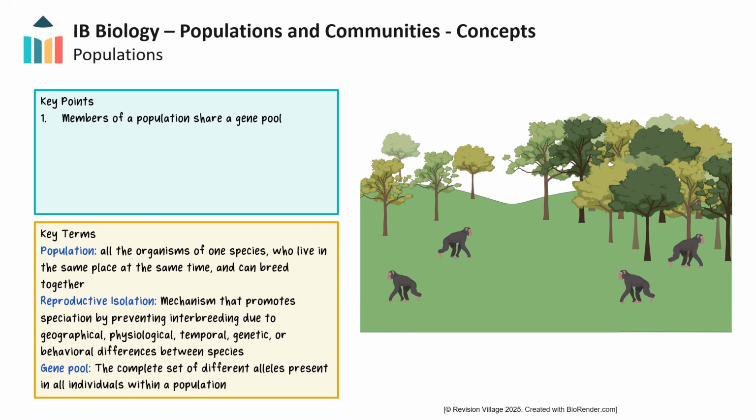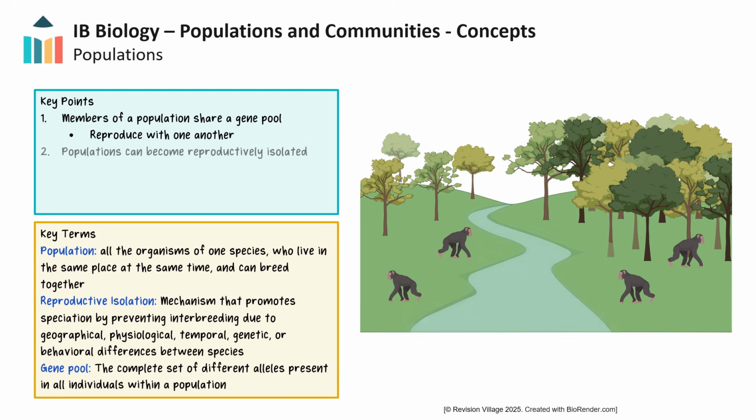A population is defined as all the organisms of one species who live in the same place at the same time who can breed together. Members of a population typically share a gene pool and reproduce with one another. Reproductive isolation is an important concept here. It refers to the lack of gene flow between populations of the same species.